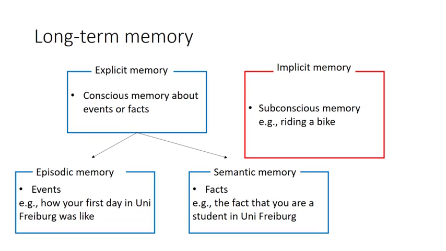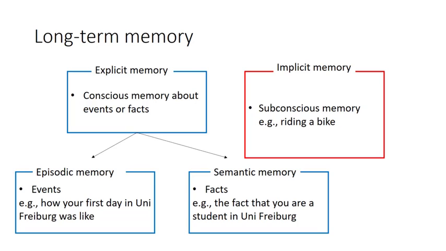There are two types of long-term memory. One is explicit memory and the other is implicit memory. Explicit memory is conscious memory about events or facts. For example, how your first day in University of Freiburg was like, or the fact that you are a student in University of Freiburg. When explicit memory is about events or experiences you had, this information is called episodic memory. When explicit memory is about the facts or data, it is called semantic memory.